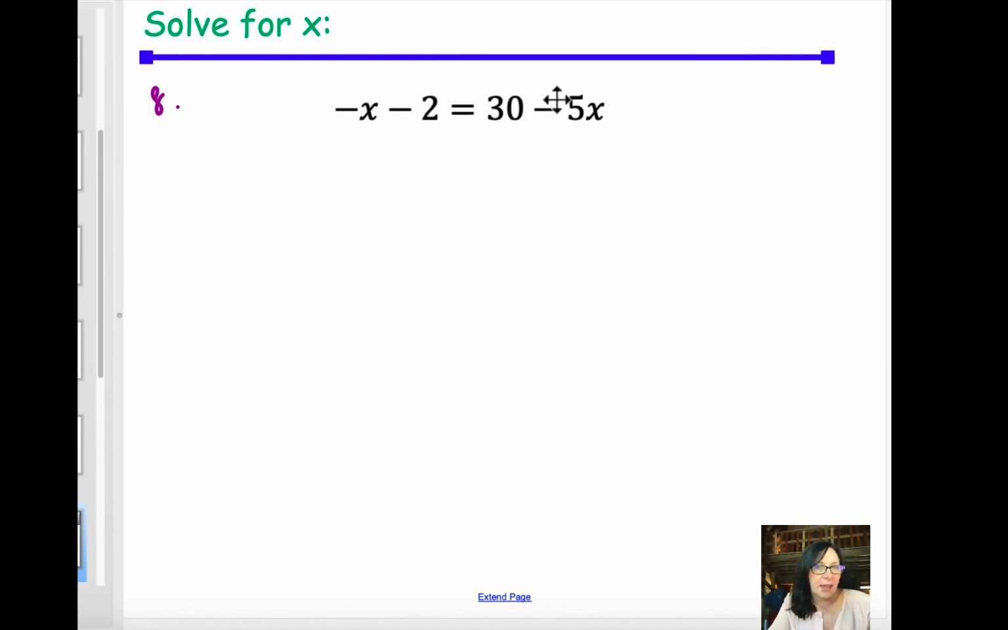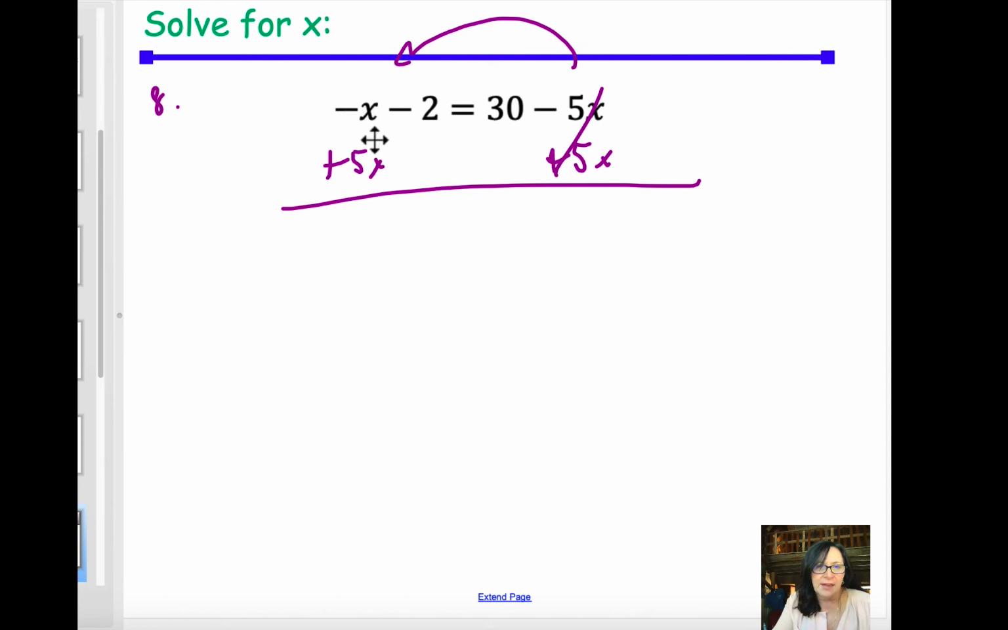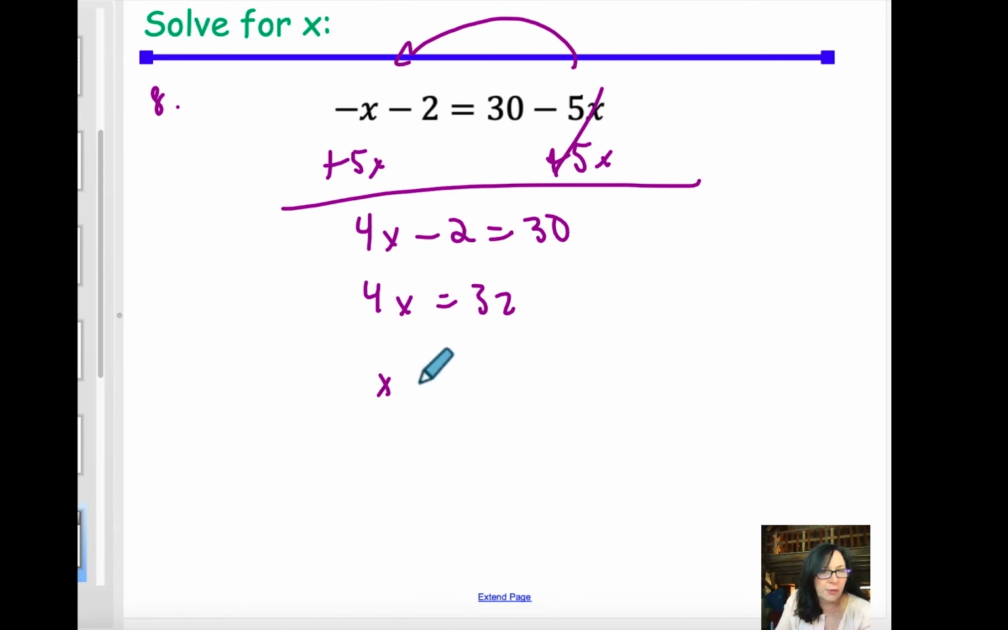We're going to get the x's on both sides, so I'm going to take this 5x and move it over here. So plus 5x, plus 5x. These cancel, and I get negative 1 plus 5x, which is 4x, minus 2 equals 30. I'm going to add 2 to both sides. I get 4x equals 32, and I'm going to divide by 4, so I get x equals 8. So for this problem, number 8, that wasn't as difficult as some of the other problems.